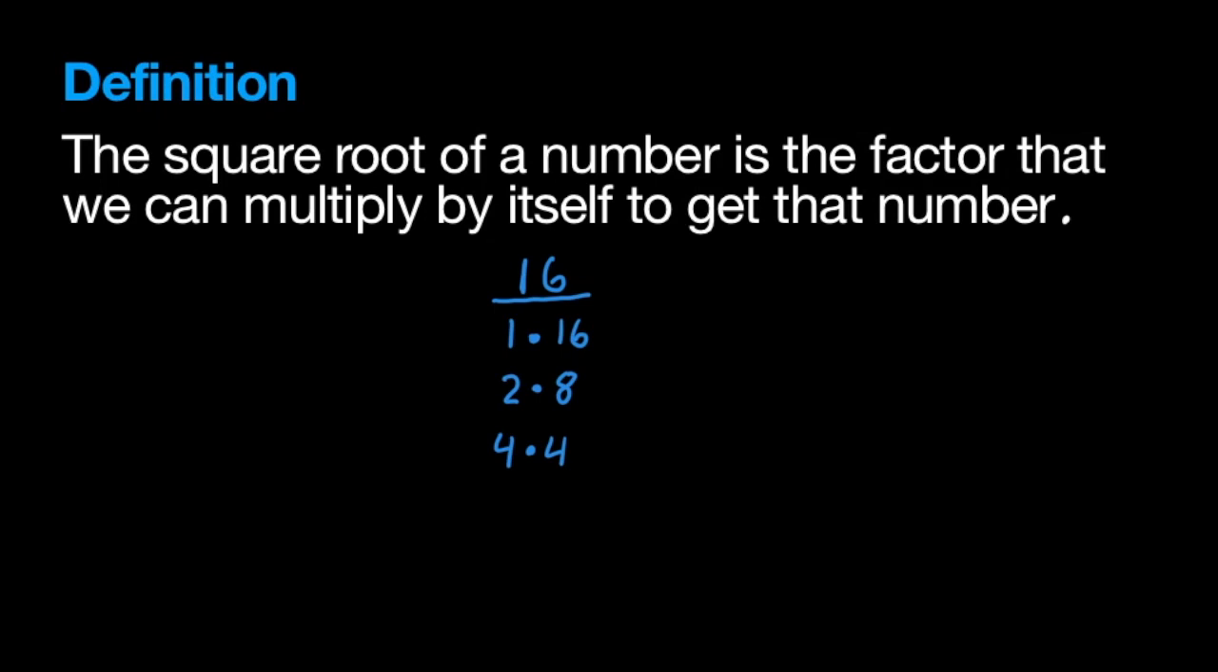But the key is, it says that it's being multiplied by itself. 1 and 16 are not the same number. 2 and 8 are not the same number, but 4 times 4 are the same number. So we're looking for these factors, the one that is being multiplied by itself. So we're going to need those numbers to find what the square root is.